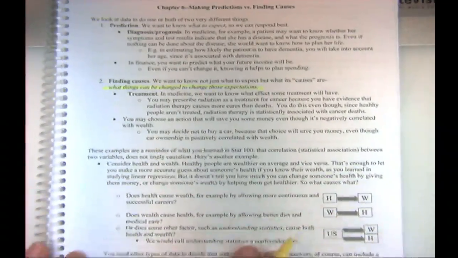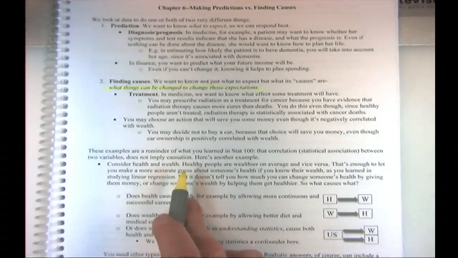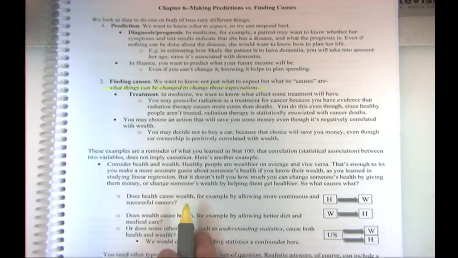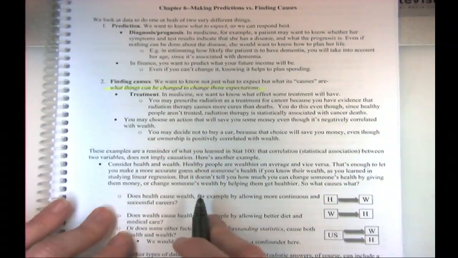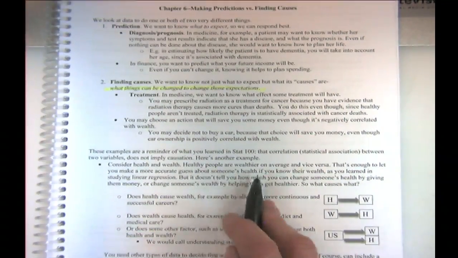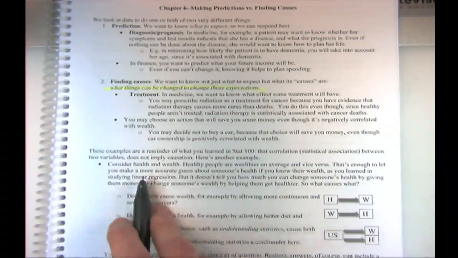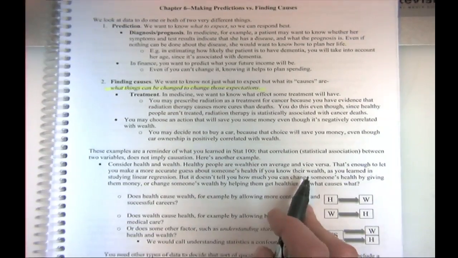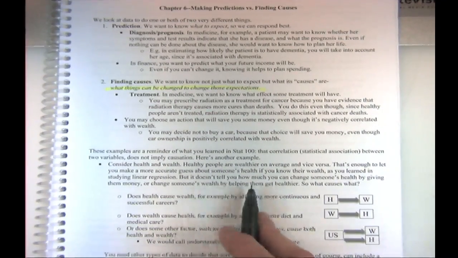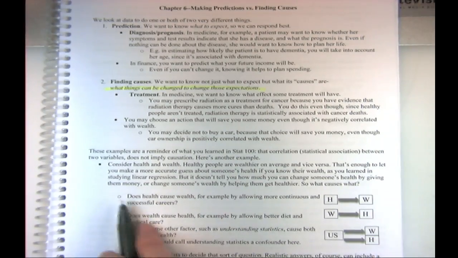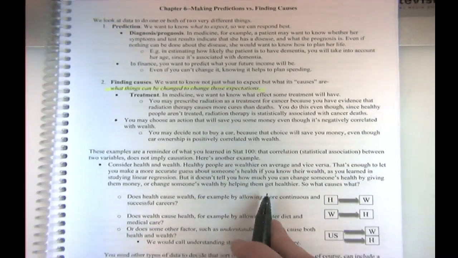Okay, so this is correlations, not causation. That's what I'm saying here all along. And you might want to know, well, consider health and wealth. Certainly they're associated. Healthy people are wealthier on the average and vice versa. That's enough to make a more accurate guess about someone's health if you know their wealth and vice versa. That's what regression will show you. But it doesn't tell you how much you can change someone's health by giving them money, or change someone's wealth by getting them healthier.